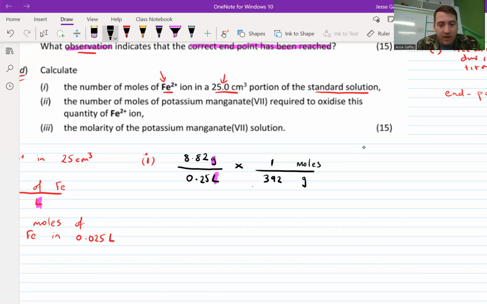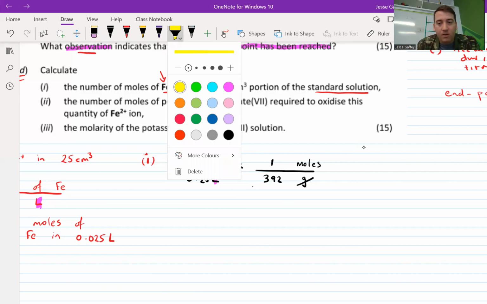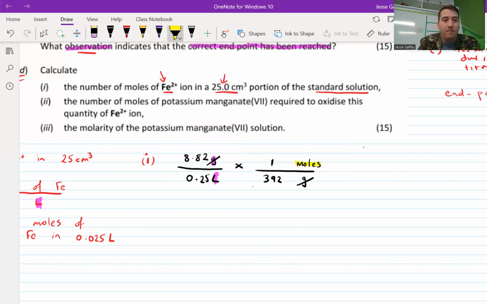And of course, that means we can cancel grams here. We can cancel grams here. And what are we left with? We're left with moles on the top, and liters on the bottom. So go ahead, and I'm going to work this out now.